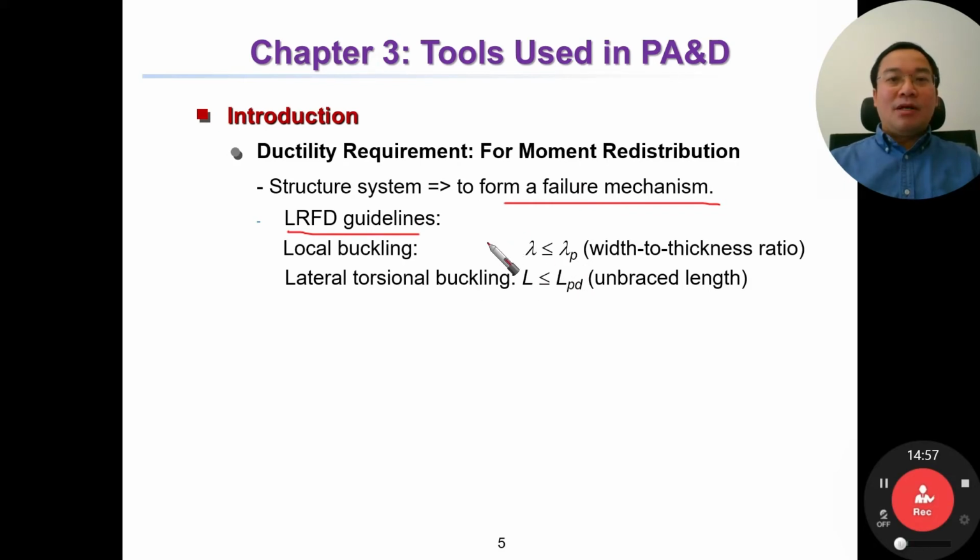So in this analysis, to apply this analysis method, we assume the local buckling condition is met: lambda smaller than lambda p.